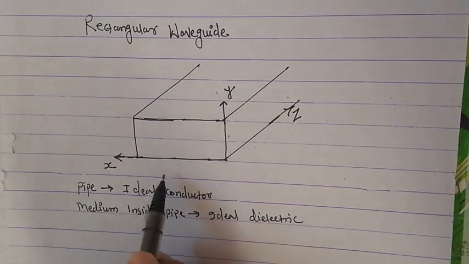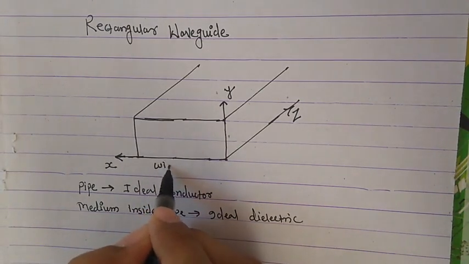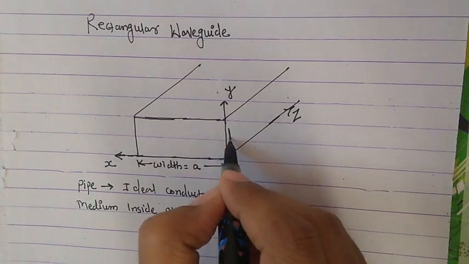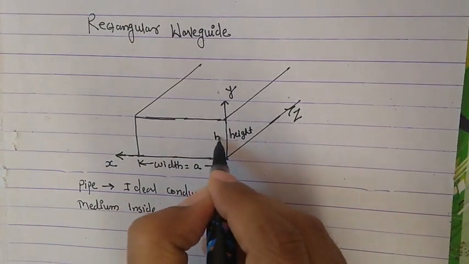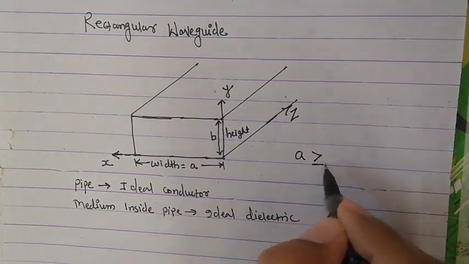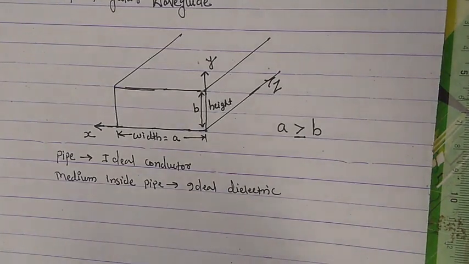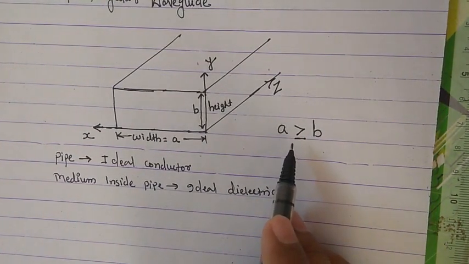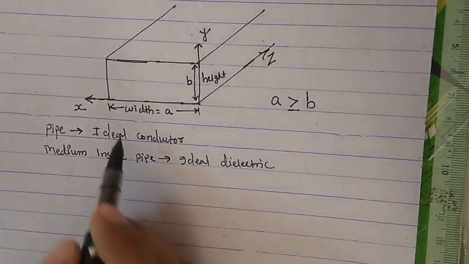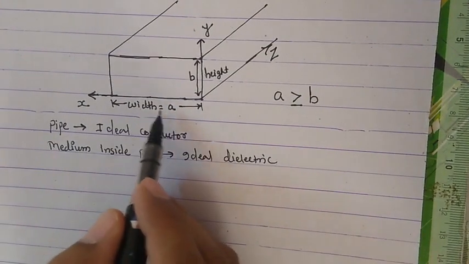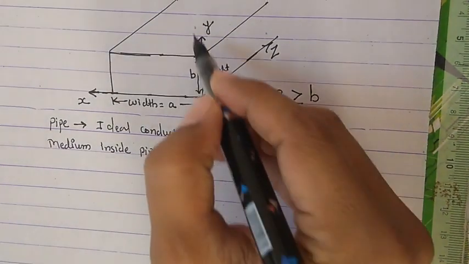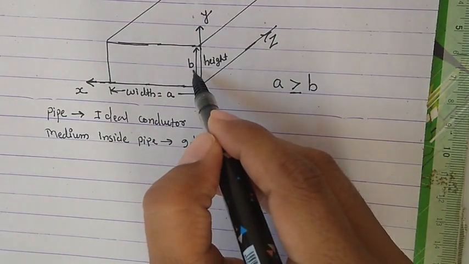A rectangular waveguide has two dimensions, width A and height B. Generally, A is greater than or equal to B. We'll see about this design constraint, why A has to be greater than or equal to B. So x is along the width, the A dimension, the broader dimension of the waveguide, and y is along the height, the narrower dimension of the waveguide, that is B.